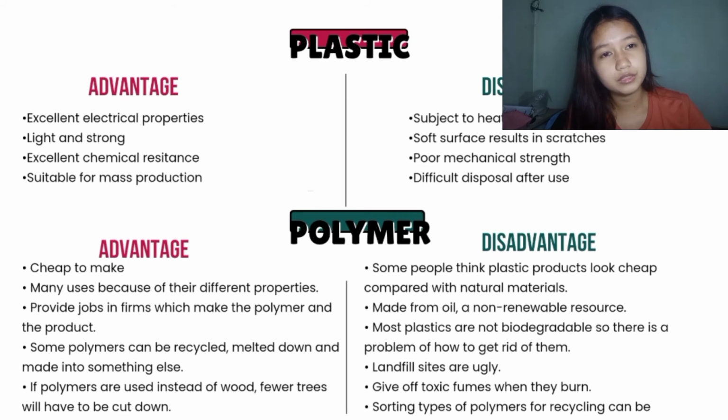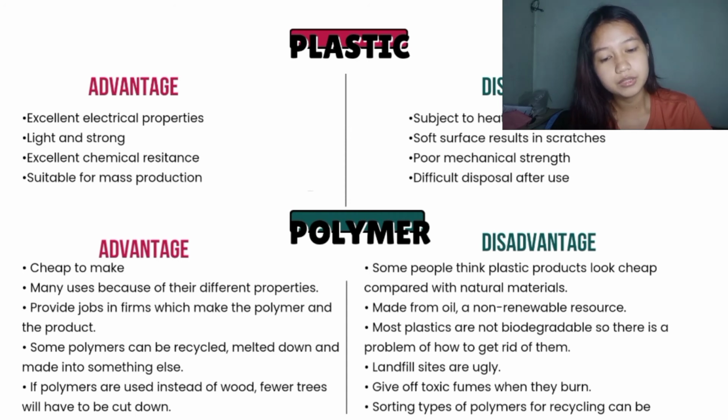So now let's move on to the advantages of using polymers. The first one is it is cheap to make. Most widely used polymers are really cheap compared to other materials serving the same purpose. Next is many uses because of their different properties. There are probably 100 different polymers in use today because there are many things that can be done with them. Compare that to the number of metals, not metal alloys; polymers can be and are alloyed too.